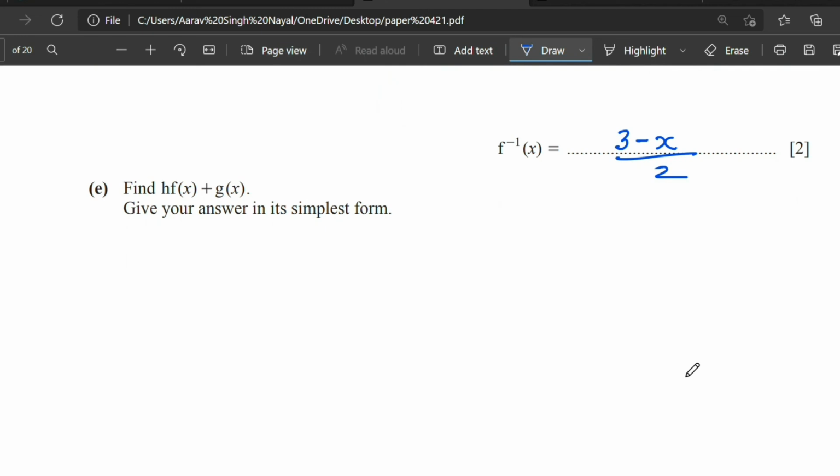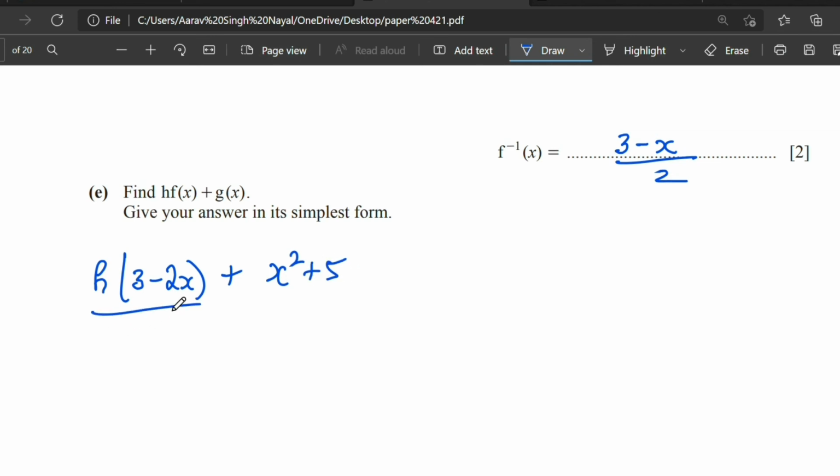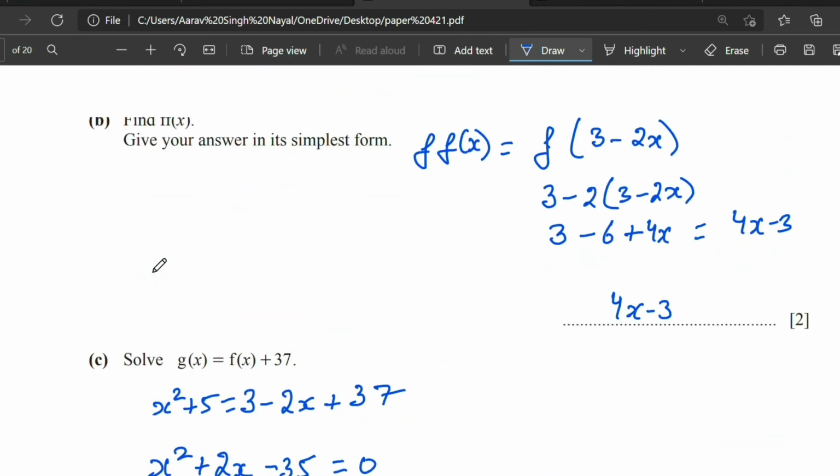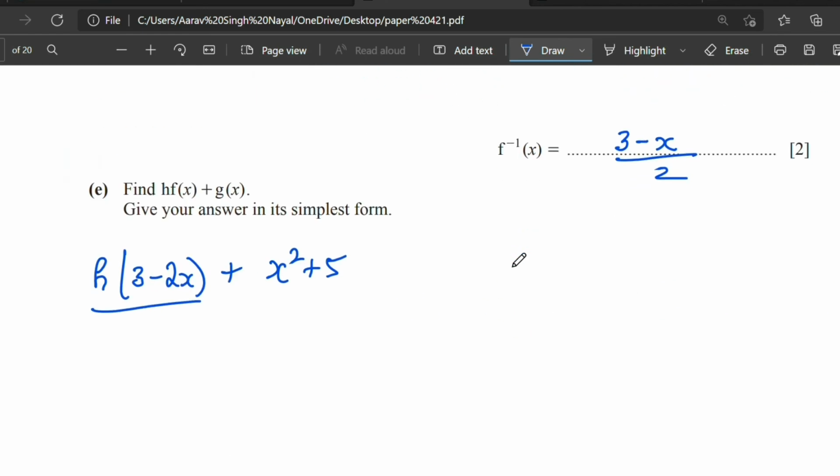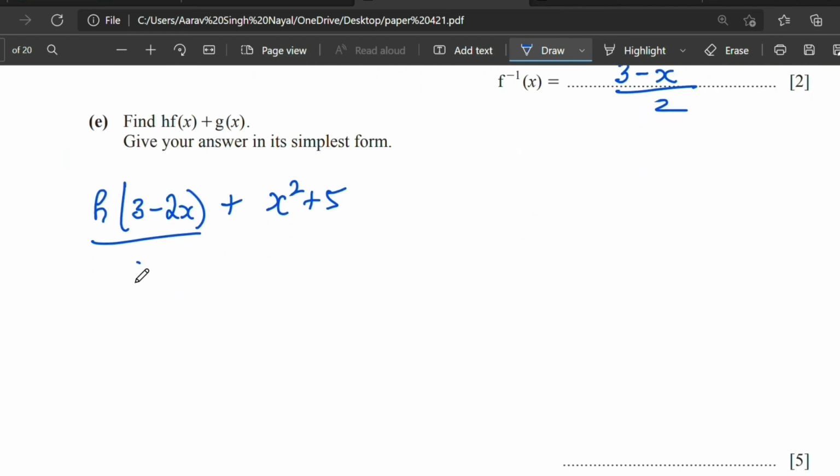E part, h of f(x) plus g(x). Give your answer in its simplest form. So writing h, we know that f(x) is 3 minus 2x, and then plus g(x). g(x) is x square plus 5. Now again applying the function h. Now as we can see, h is x cube. So we have to cube this thing, which is (3 minus 2x) whole cube plus x square plus 5.